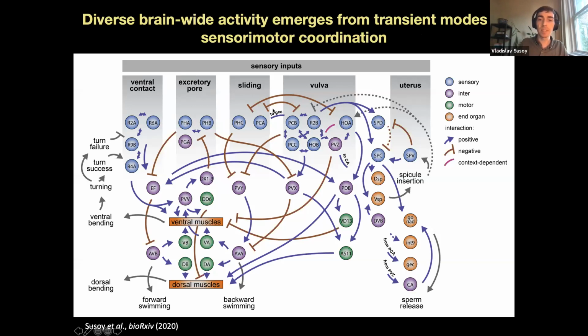What we've learned from this study is that the brain-wide dynamics during this complex multi-step behavior are also complex, but this complexity is driven by the sensory dynamics. It's not an intrinsic property of the brain, but this complexity arises from the complex patterns of interactions between the animal and its environment.